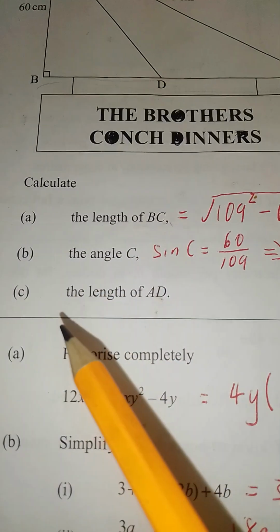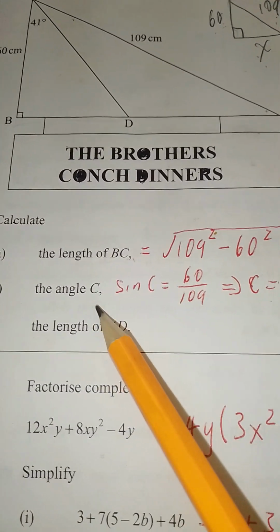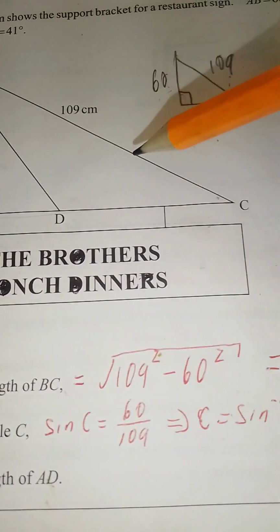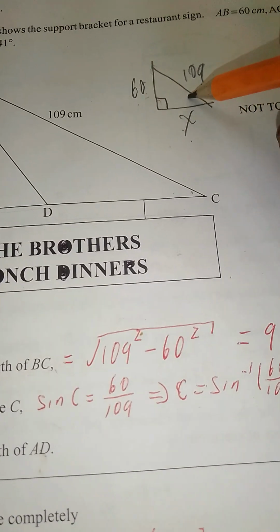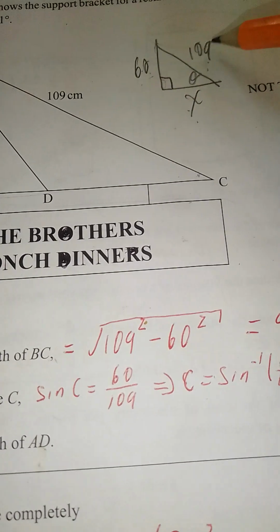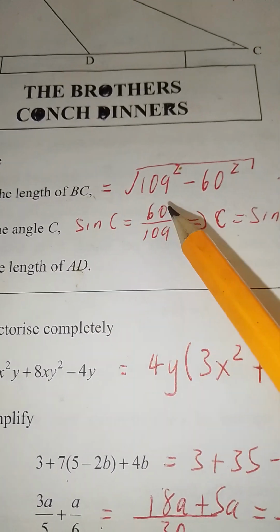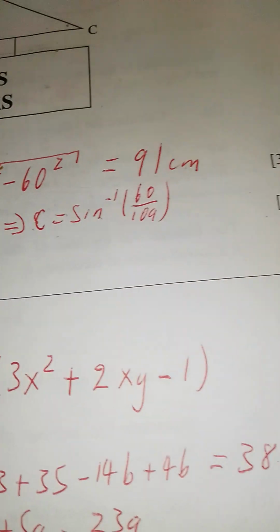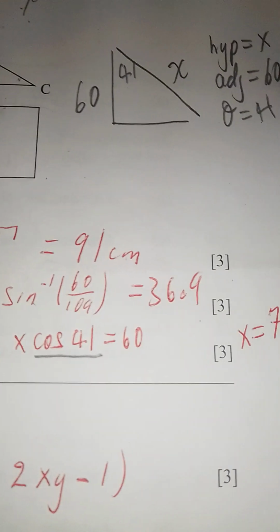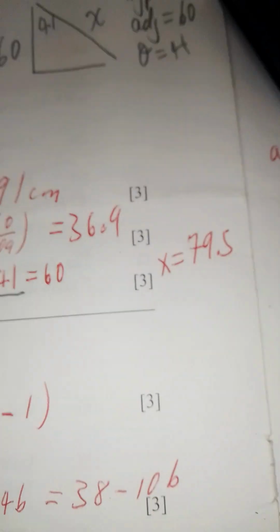Second one, find the angle C. Angle C is right here, so I'm going to call it theta. What do I have? Opposite and hypotenuse. I'm going to use sine. Sine of C is equal to opposite over hypotenuse. C is equal to inverse sine of all of that. So the answer is going to be 36.9. 36.9 what? Degrees.